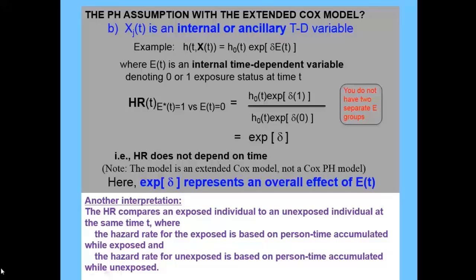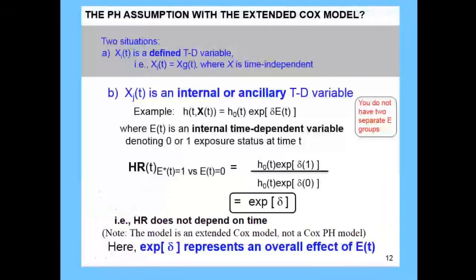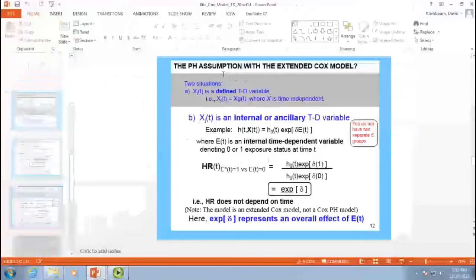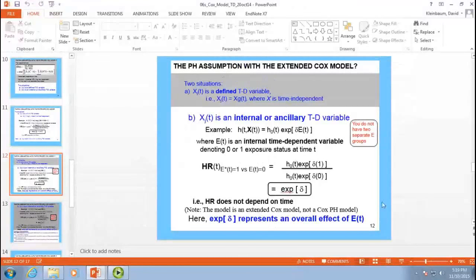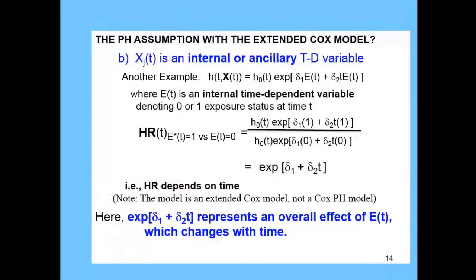Okay? So now, let me just show you one other example here. Look at this example. How does this example differ from the previous example? There's the example on slide 12, and now I'm going to slide 14. What I've now done is I've added another term. So I have a variable that's an internal time-dependent variable, E of t, and then I've put in addition to that a variable t times E of t.